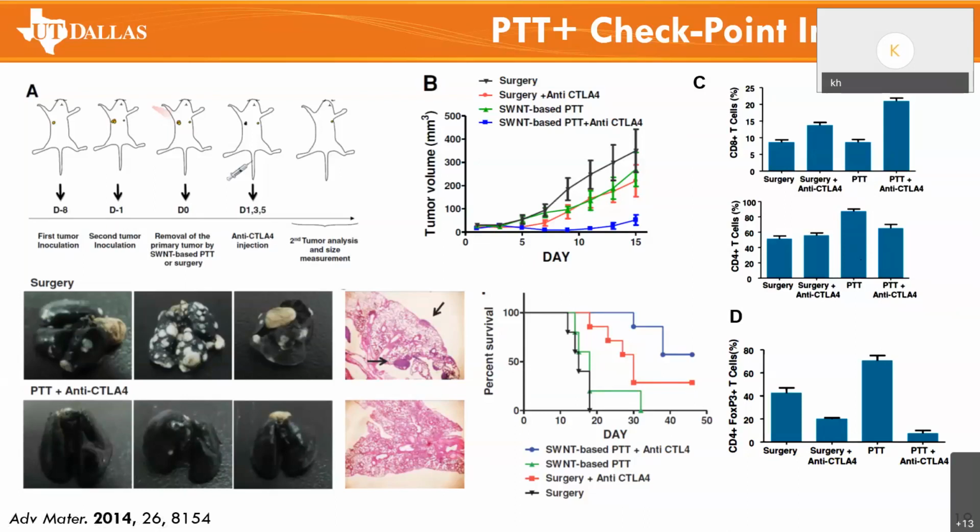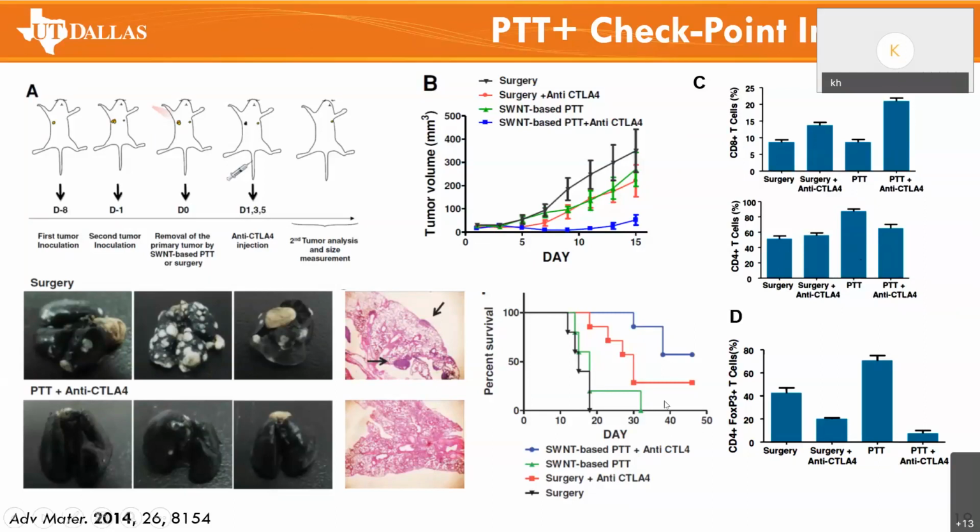The last thing that they checked was lung metastasis. They did that by challenging mice with IV injection of 4T1 cells. Here you can see the photo of India ink stained whole lung and H&E stained lung. Compared to mice with only surgery of the primary tumor, those after PTT treatment and anti-CTLA4 therapy show reduced lung metastasis. Also, after that, they looked at survival of mice treated with this combination therapy.